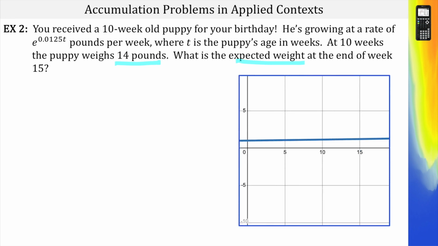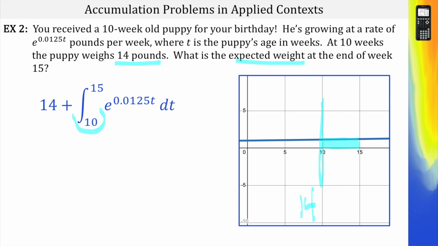So we have this very slow growing function. And we know that at 10 weeks, the puppy is 14 pounds. And so what we need to do is find the area under the curve here, right, to know how much the puppy is going to weigh at the end of week 15. So we've got 14 plus the area under the curve of our function from 10 to 15. And you just pop that into your calculator, and the dear little fellow is going to weigh almost 20 pounds.